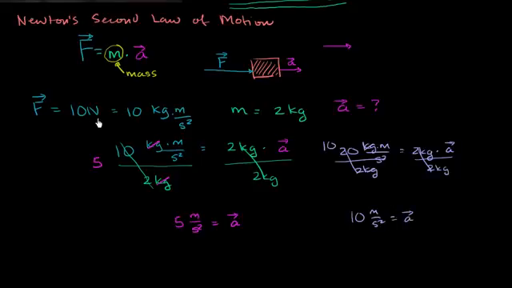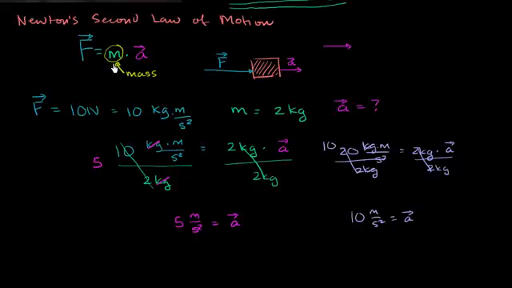So when we doubled the force, we went from 10 newtons to 20 newtons. The acceleration doubled. It went from 5 meters per second squared to 10 meters per second squared. So we see that they are directly proportional. And the mass is what determines how proportional they are.